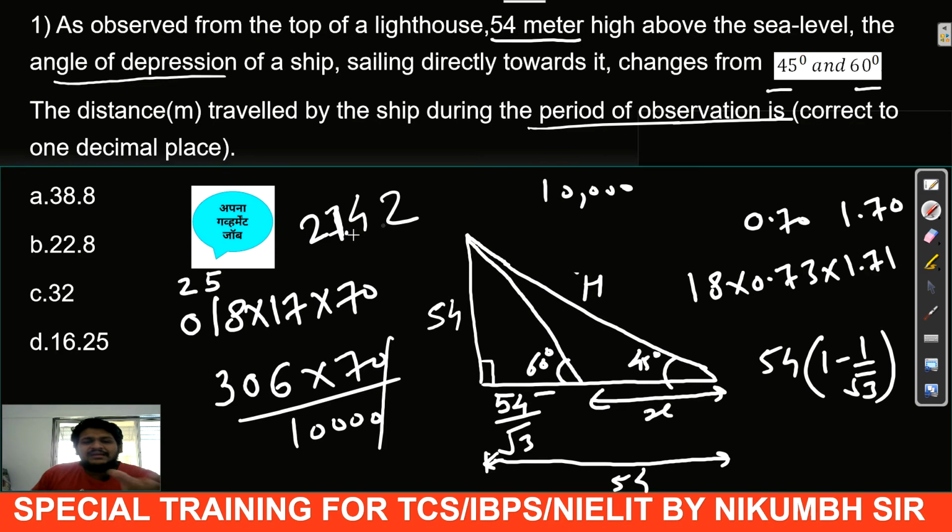So approximately 21.42. Okay, and as we decrease here, we have to increase here, so just a little more than 21.42. Which option is just matching? That is this. Okay, B. So 22.8 is the correct answer. So like this you have to solve now.